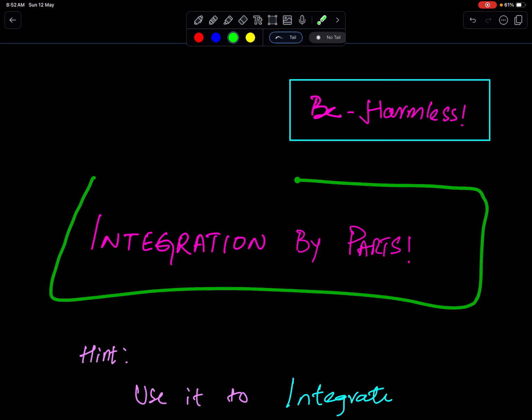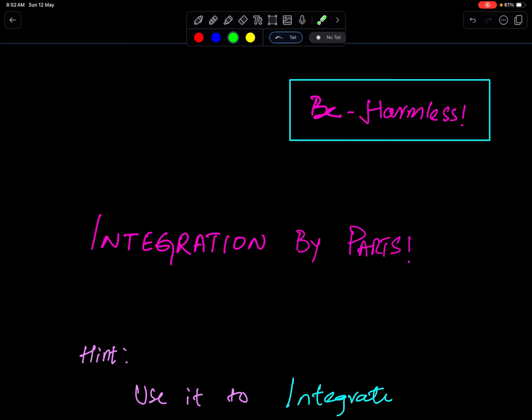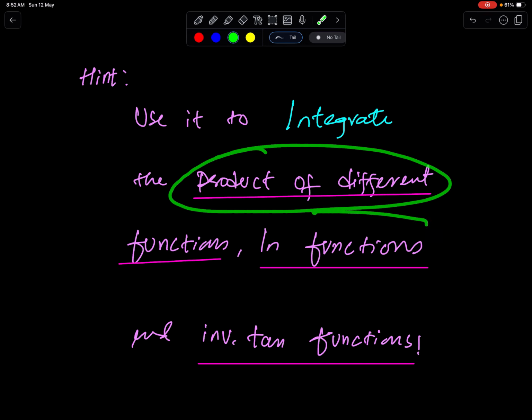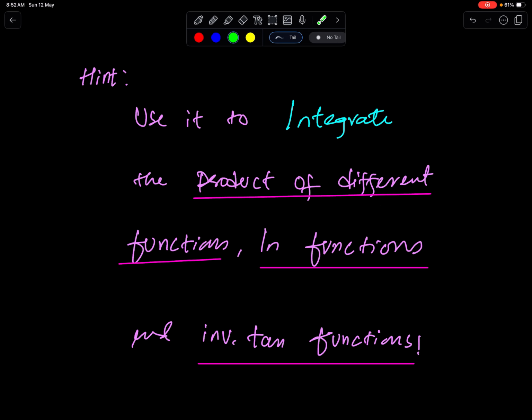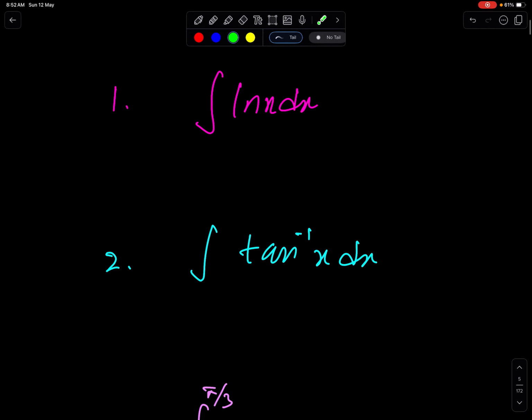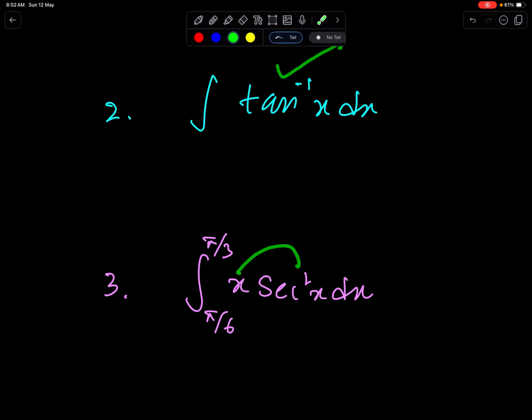The important concept of integration by parts is the topic of this lecture. An important advice: we must be harmless. Well, integration by parts is used to integrate product of different functions, ln functions, and inverse of tan functions. These are some examples of integration by parts. To integrate ln functions, inverse of tan functions, and product of different functions, we use integration by parts.